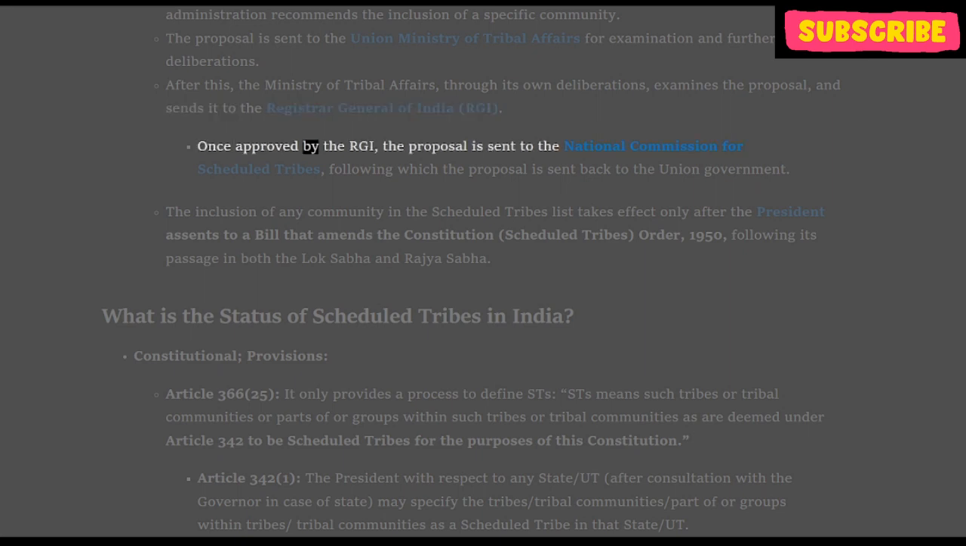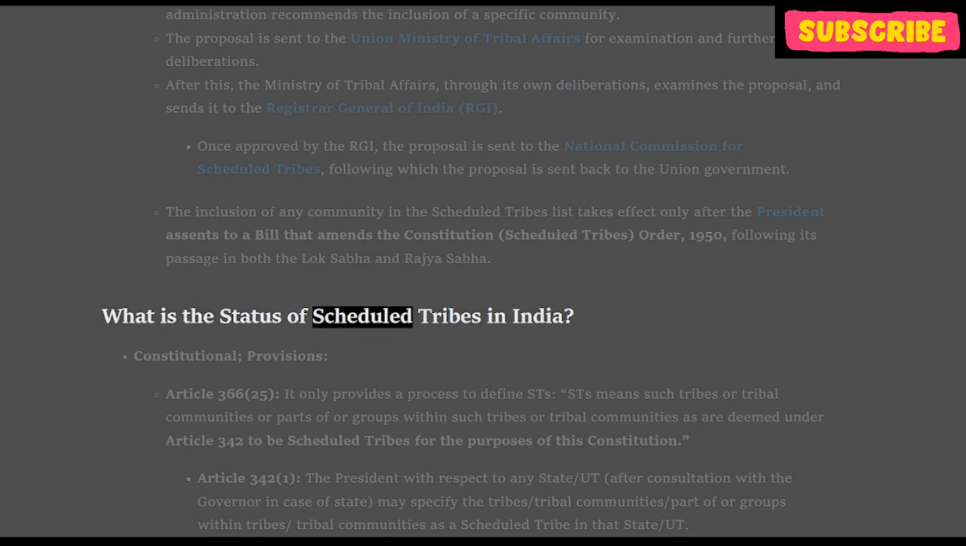Once approved by the RGI, the proposal is sent to the National Commission for Scheduled Tribes, following which the proposal is sent back to the Union Government. The inclusion of any community in the Scheduled Tribes list takes effect only after the President assents to a bill that amends the Constitution (Scheduled Tribes) Order, 1950, following its passage in both the Lok Sabha and Rajya Sabha.